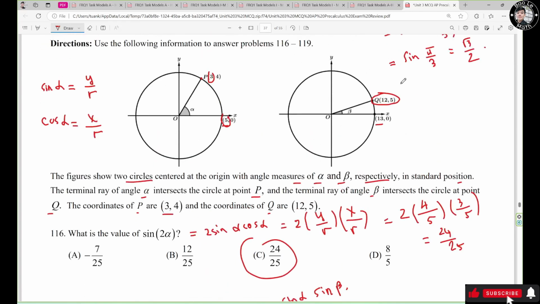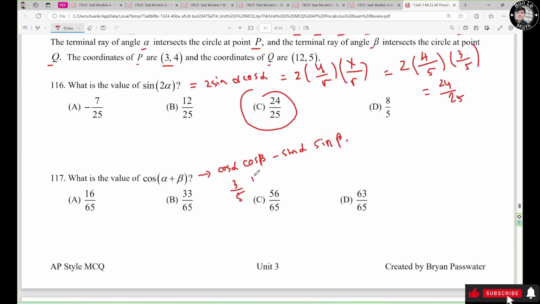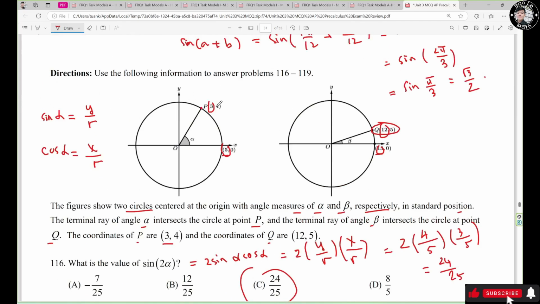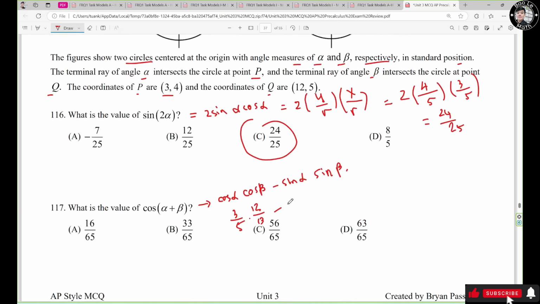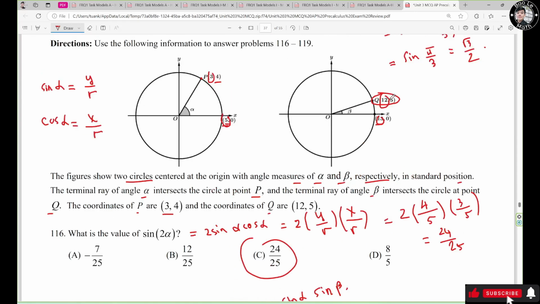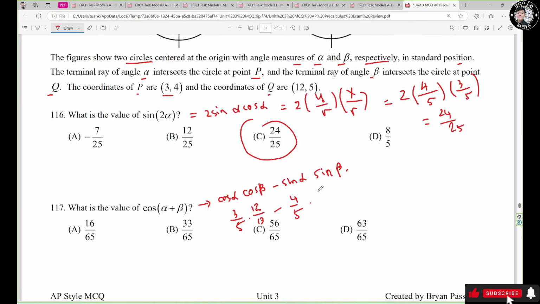Cosine beta is going to be s over r. S right here equals 12, r right here equals 13. So it could be 12 over 13. Minus sine alpha, which means y over r, so 4 over 5. And sine beta right here is going to be 5 over 13.